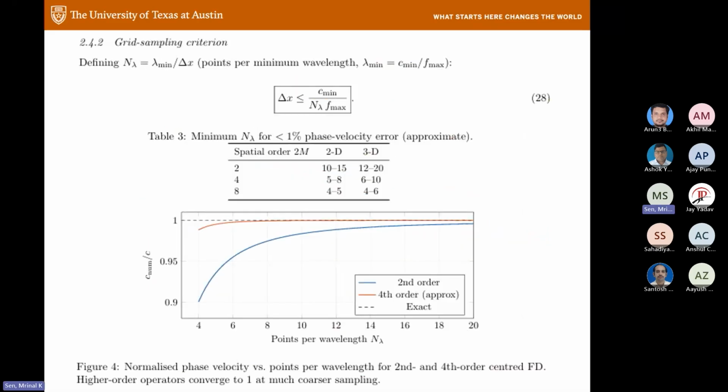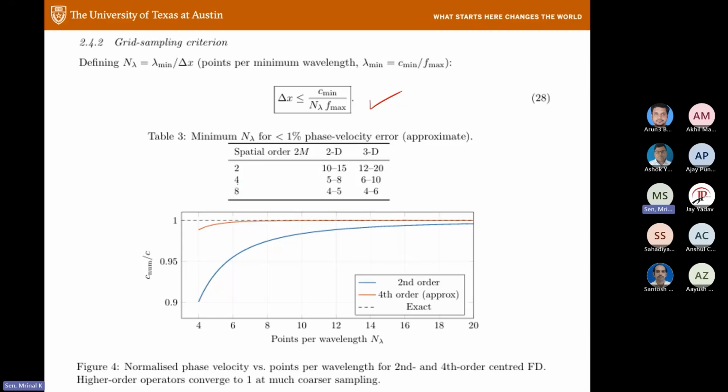Now there's one other problem that we run into. So this is your grid dispersion equation that I showed you earlier. For second order, we need 8 to 10 grid points per wavelength. For third order, 3D, it's even more.